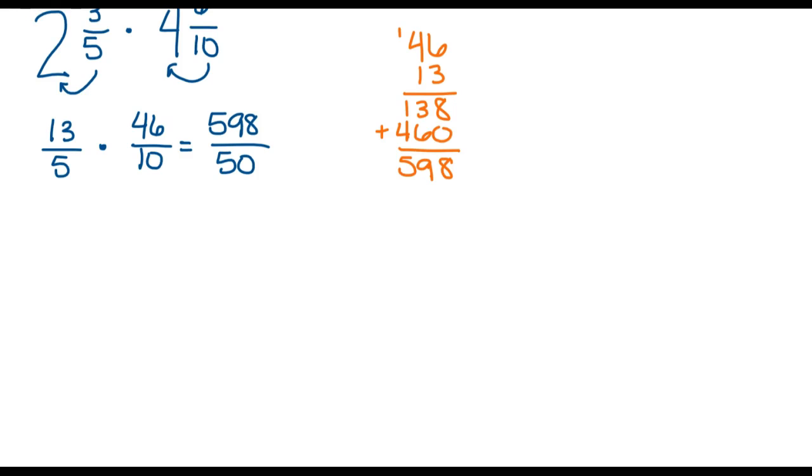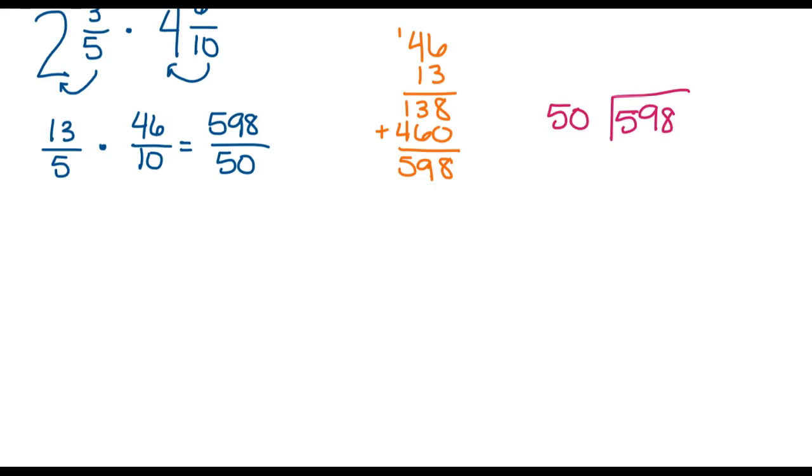Now, this is an improper fraction. Look at how big that numerator is. This is not going to work. Okay, so now 598 into 50. We have to figure out how that's going to work. So this is where that other math comes in. So I'm going to take 598 and divide it by 50.